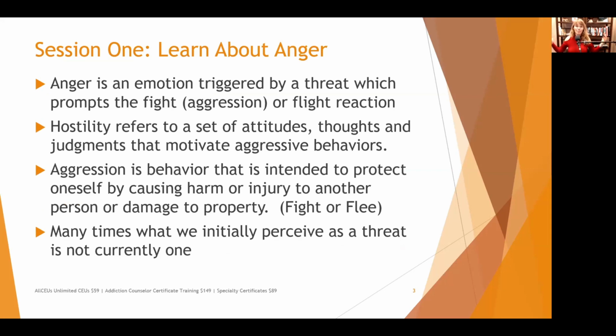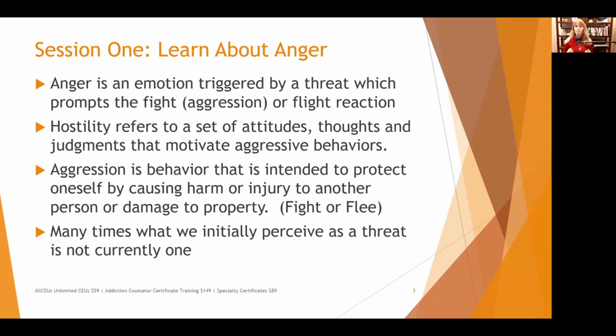Session 1, or the first topic, is learning about anger. A lot of our clients don't really understand what anger is. They feel it, just like all of us feel anger, but they may not really know where it's coming from. So we want to help them understand that anger is an emotion triggered by a threat that prompts the fight, which is the aggression, or the flight, which is the fear reaction. It is our body's way of telling us, hey, there might be a threat. That's it.